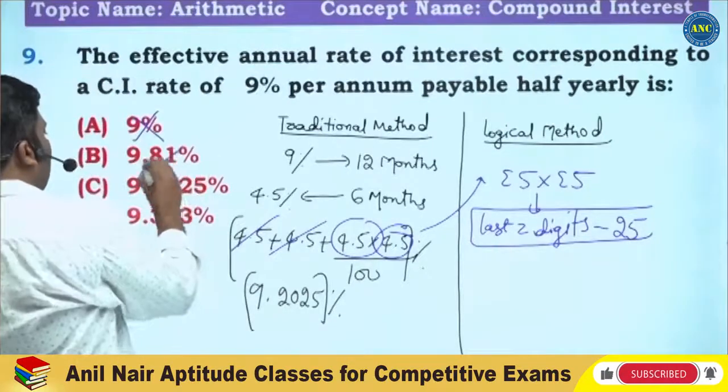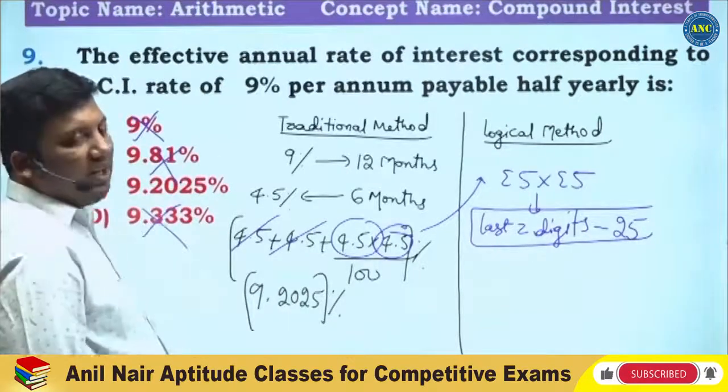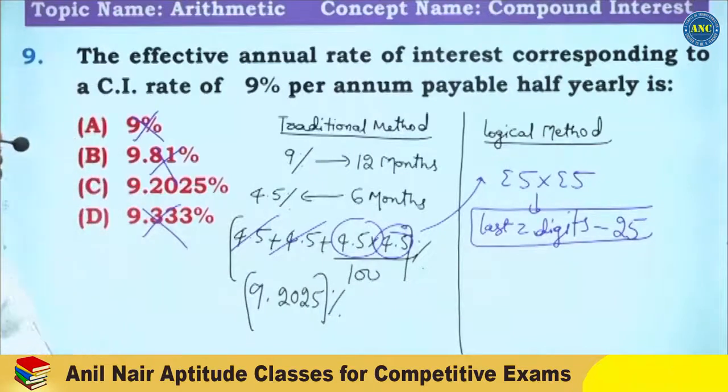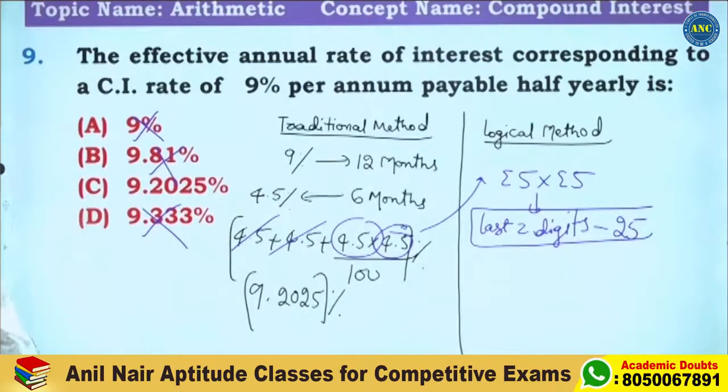Answer, last 2 digits is 25. Only option where the last 2 digits is 25 is the third option, 9.2025. I hope it is clear.